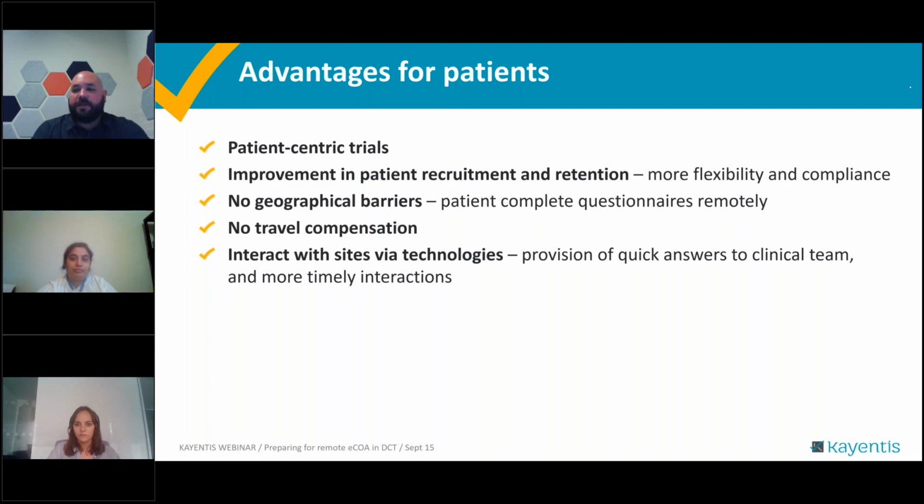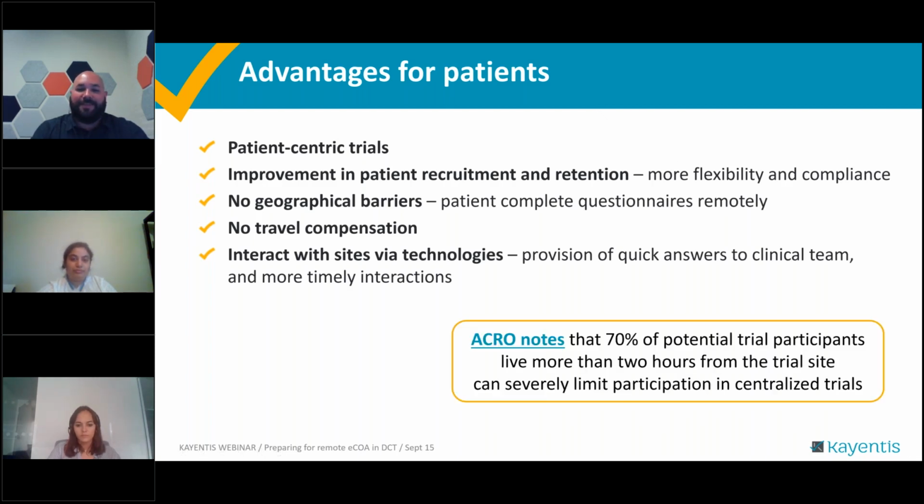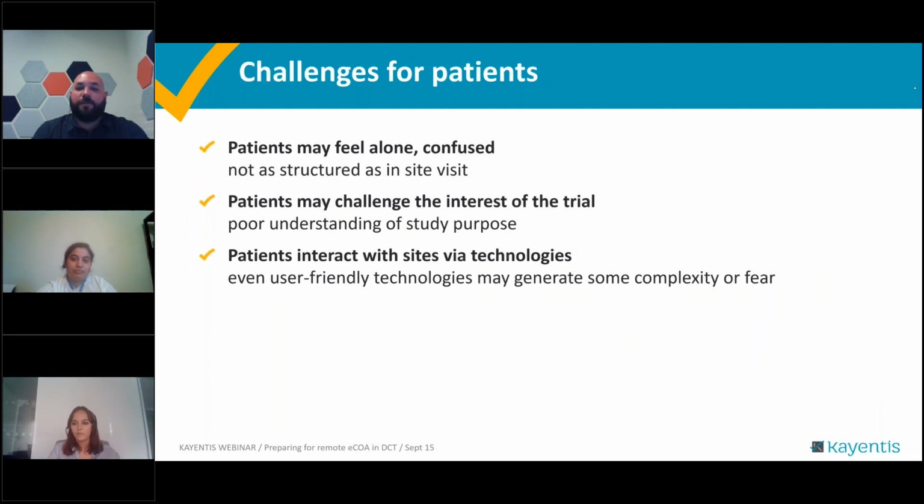And then we also have a quick statistic for you. Paula, if you don't mind just clicking again. Thank you. With 20% of potential trial participants located more than 2 hours from trial sites, the participation in traditional trials may be severely limited. So this could be a huge benefit of decentralized clinical trials. And at this time, I'll hand the presentation over to Paula.